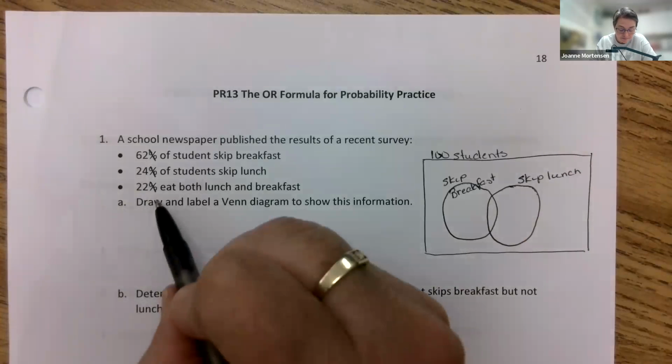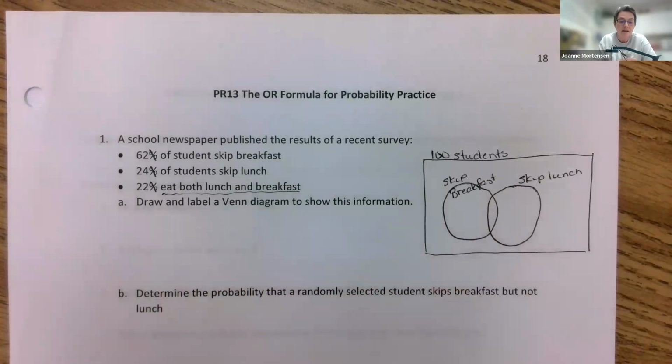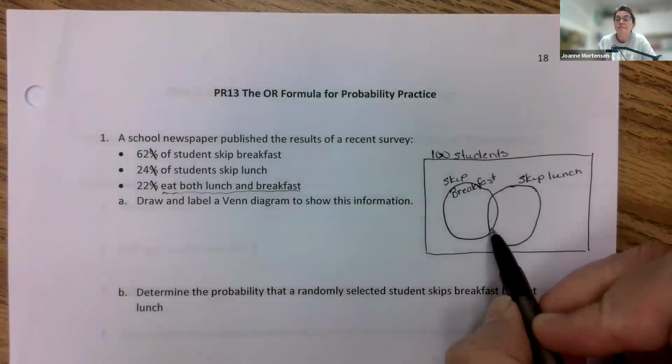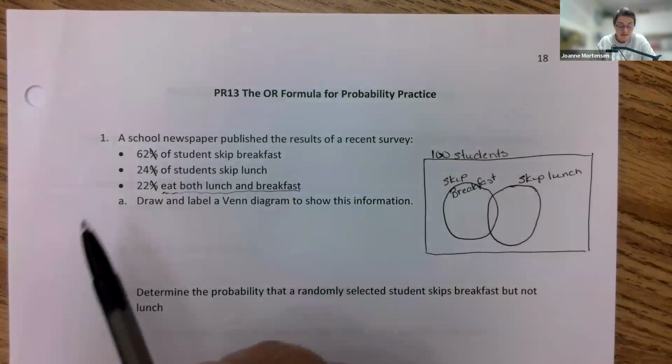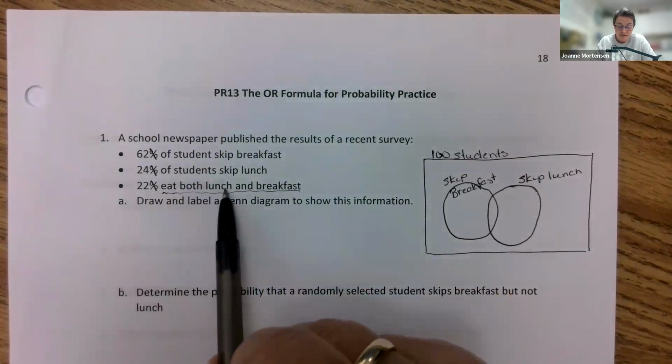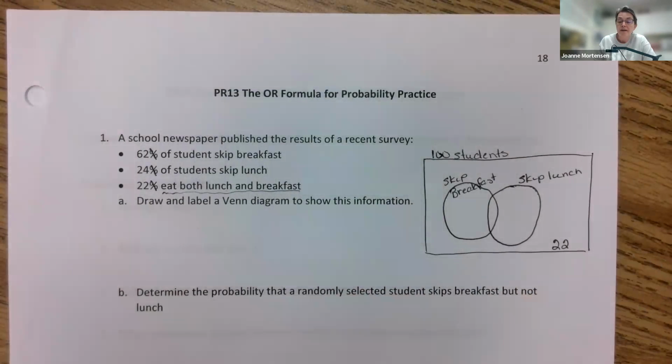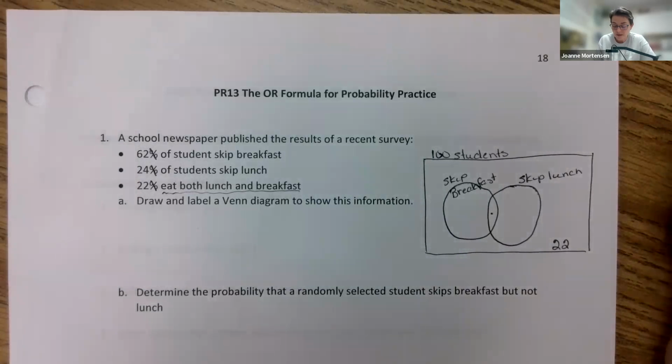Now, where do those 22 go? Is that in the middle? I hope you didn't say yes to that, because this says these are the people that eat both lunch and breakfast. So they're actually out there. To be in here, it would have to state that they skipped both lunch and breakfast.